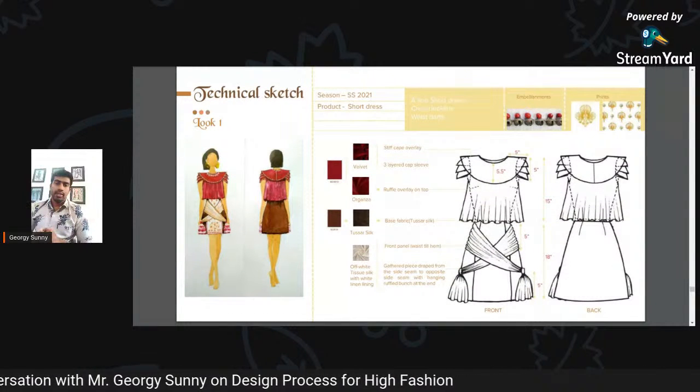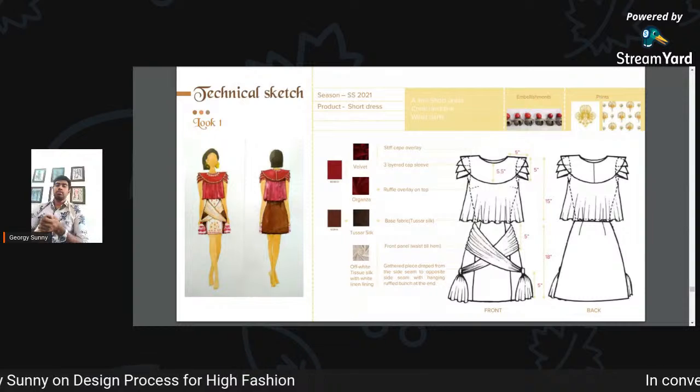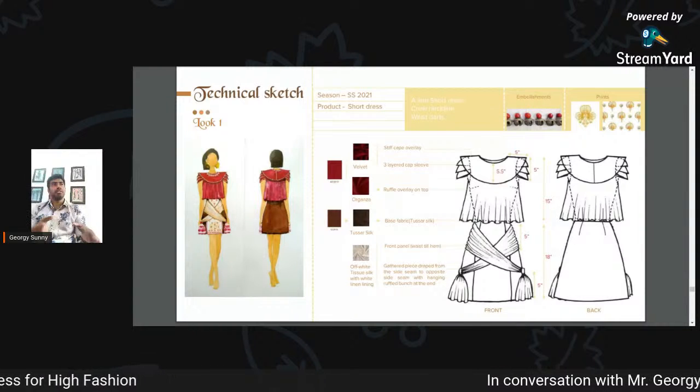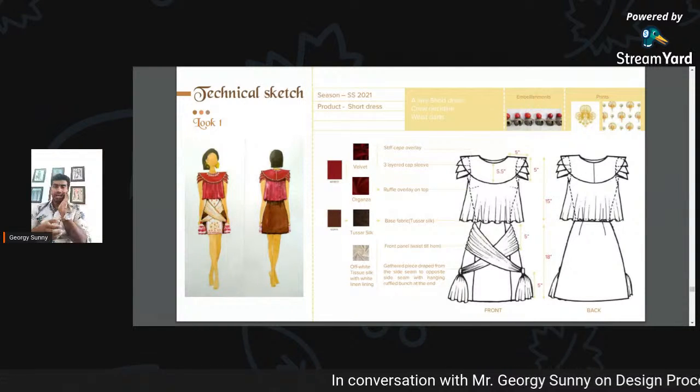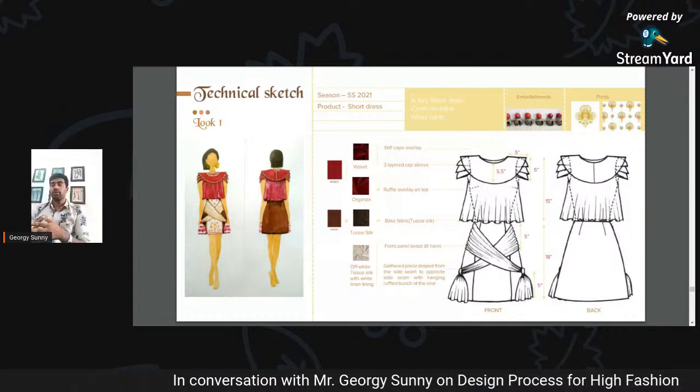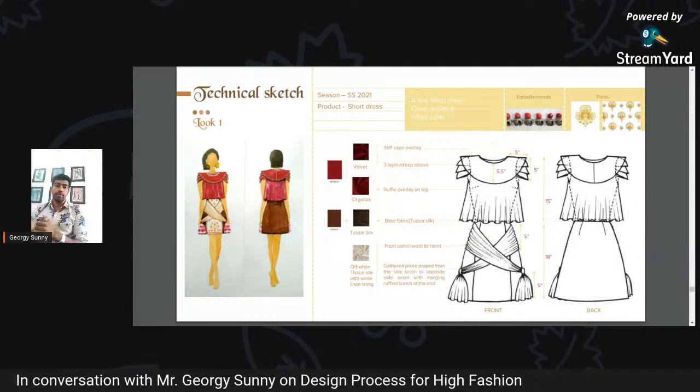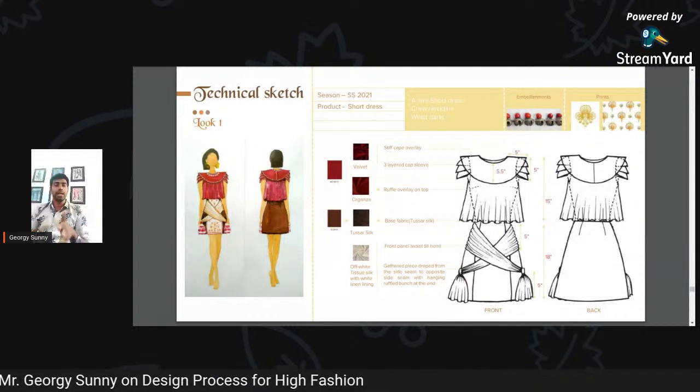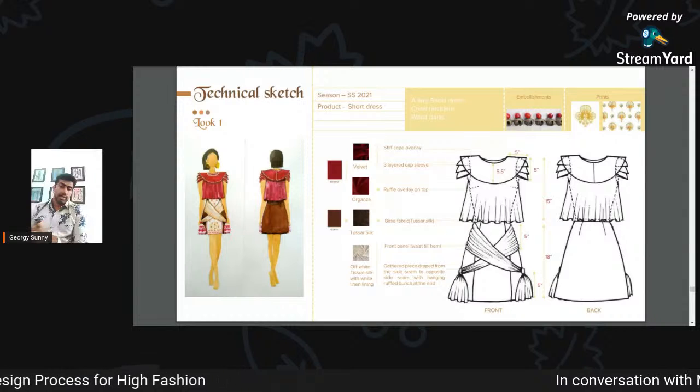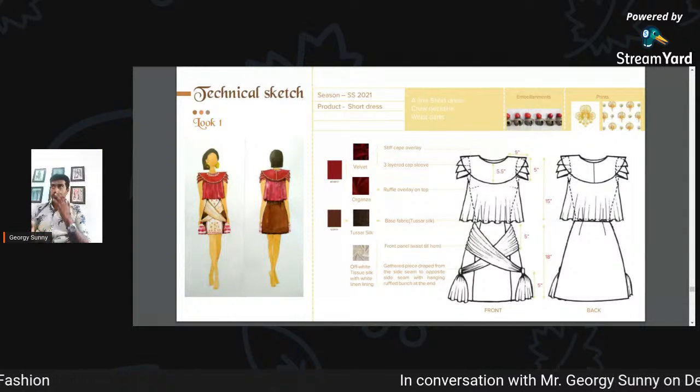Next. Okay. This is called tech pack. Basically, whatever you have designed, the tailor or production people will find it very difficult to execute the garment. So you need to give a proper line diagram of the flat sketches of the garment, so the people who are going to construct it will have a very clear idea.